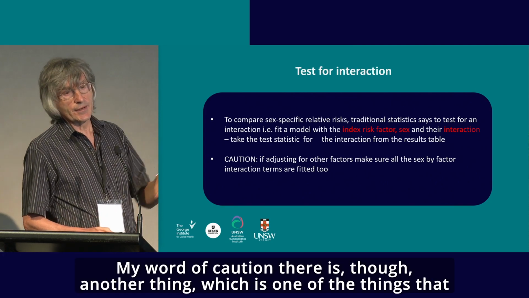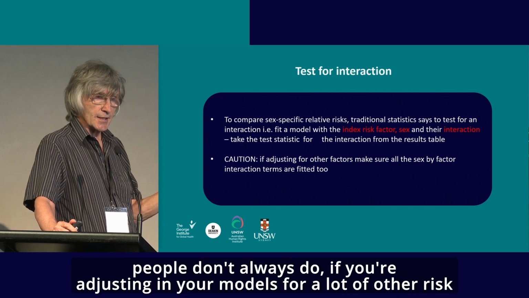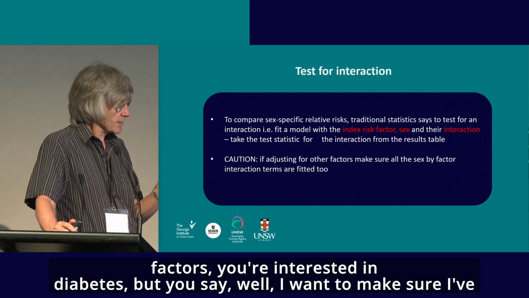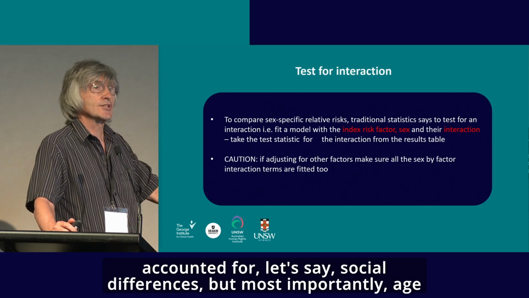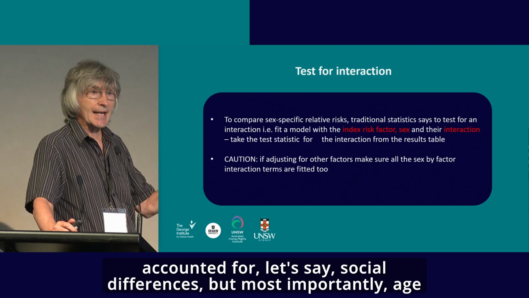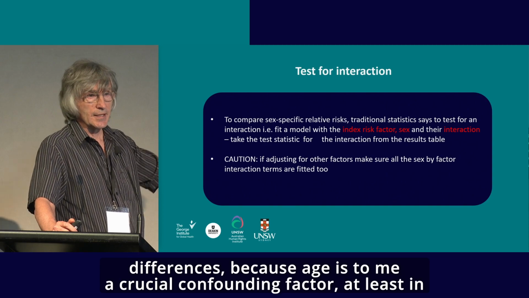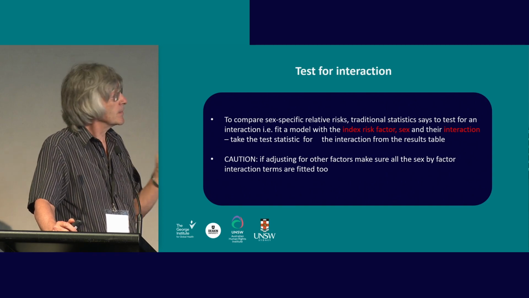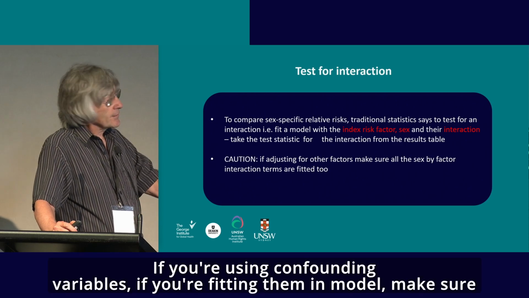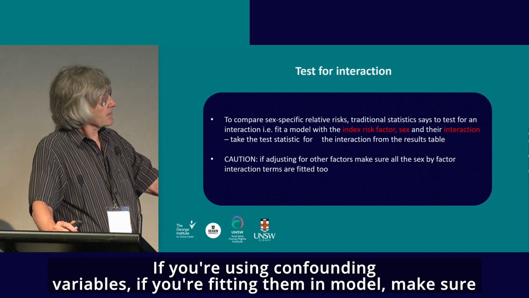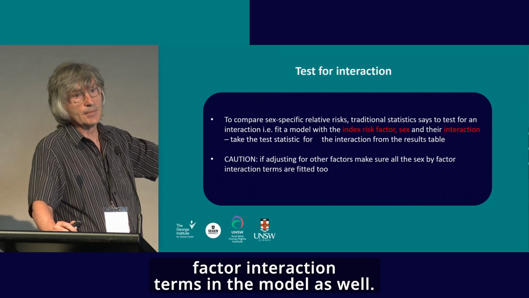My word of caution there is another thing which people don't always do. If you're adjusting in your models for a lot of other risk factors, so you're interested in diabetes, but you say, well, I want to make sure I've accounted for, let's say, social differences, but most importantly, age differences, because age is, to me, a crucial confounding factor, at least in cardiovascular research, when you're comparing men and women. But it is in many things, because women live longer than men. If you're fitting confounding variables in the model, make sure that all the other factors have their sex-by-factor interaction terms in the model as well.